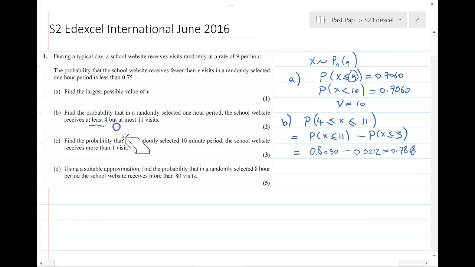Let's look at part C. It's now talking about a 10-minute period, and one of the things about Poisson is we can just change the value of lambda accordingly. Lambda we can say is 9 divided by 6, which is equal to 1.5. So we're going to let Y be Poisson 1.5. It says find the probability that the website receives more than 1 visit. So, the probability that Y is more than 1.